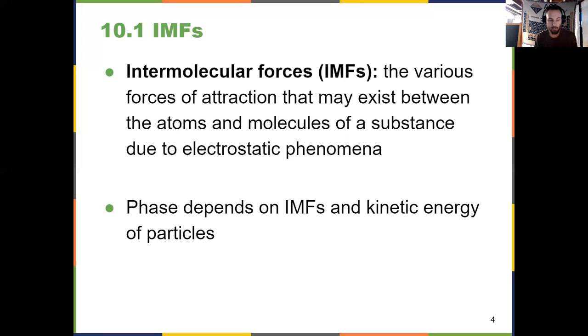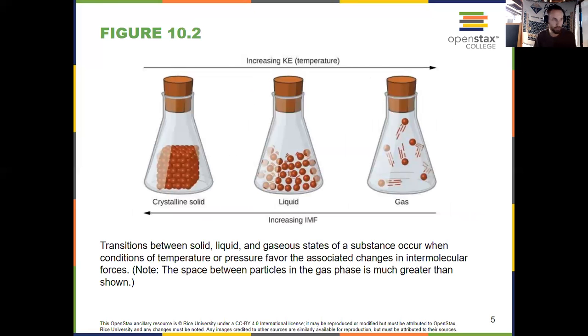Okay. And so the phase of something, solid, liquid, gas, depends on intermolecular forces and the kinetic energy of the particles, okay? Whether or not there's enough kinetic energy to overcome forces of attraction, because different substances have different states at different temperatures. Okay? So that's why, because everything has different IMFs, and that corresponds to the kinetic energy of their environment, controlling the state.